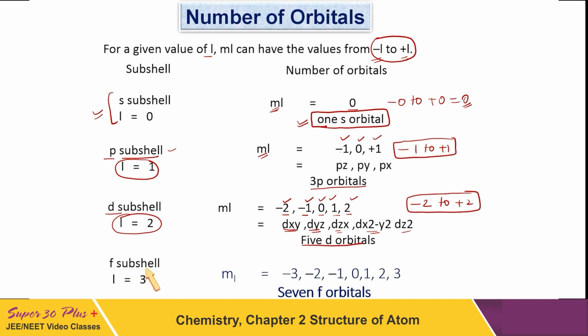Now for the F subshell, the azimuthal quantum number is 3, and if the azimuthal quantum number is 3, the magnetic quantum number will be, students, minus 3 to plus 3. So it is minus 3, minus 2, minus 1, 0, plus 1, plus 2 and of course plus 3. 7 values. And we say their shape is complex. The name is not determined yet.